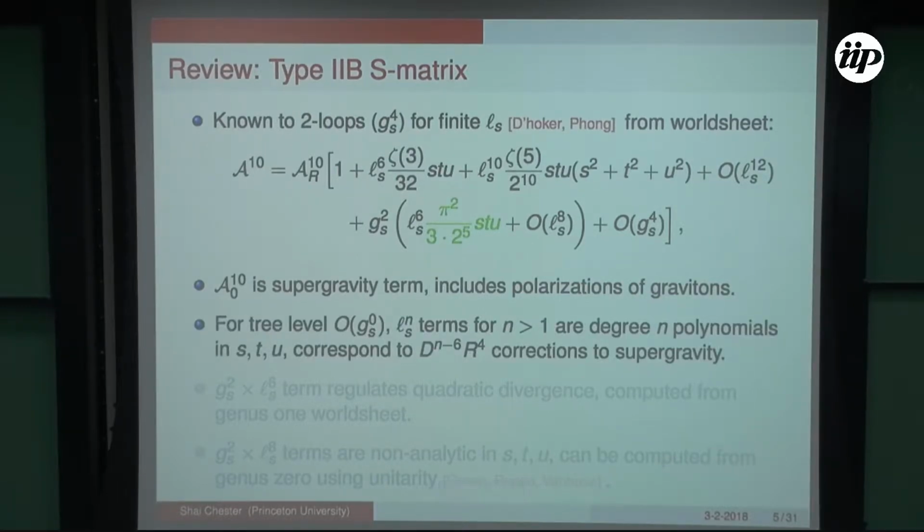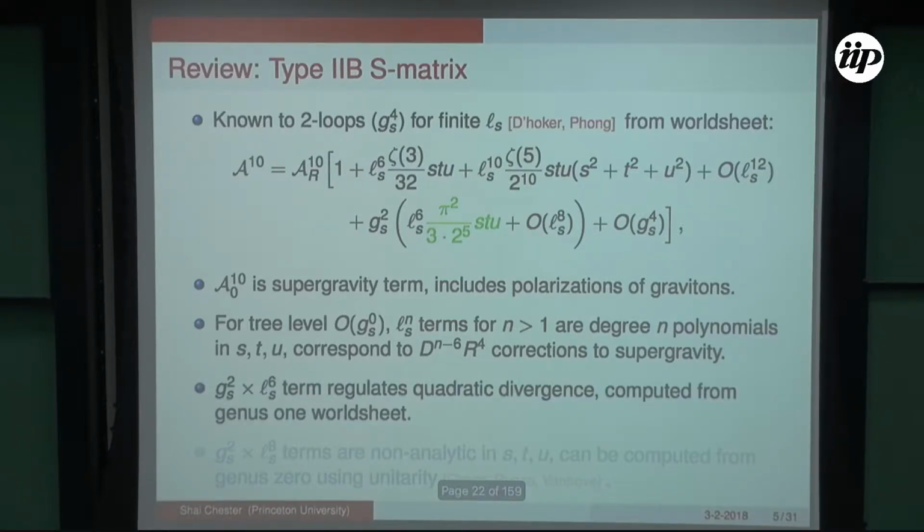Just to note, the powers of string length are basically determined from dimensional analysis. It turns out that a vertex corresponding to D^(n-6) R^4 will have a coefficient of string length to the n. And this term in green, which I've been highlighting, regulates a quadratic divergence, which would show up at one loop, because of course, supergravity is not a renormalizable theory.